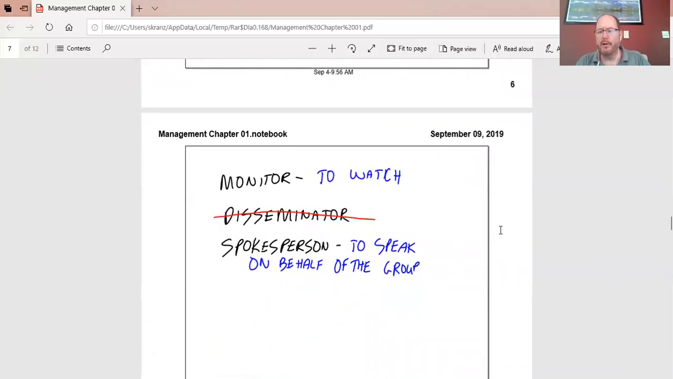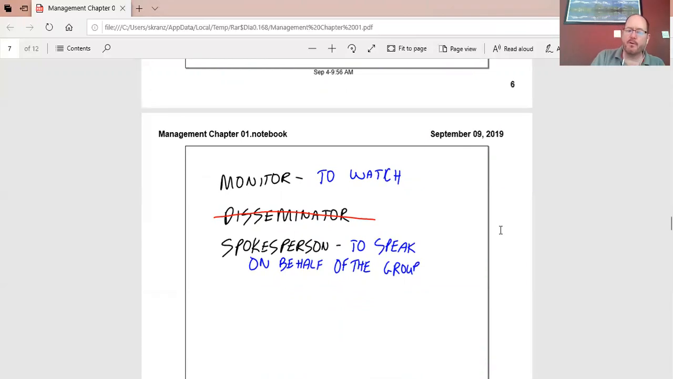Monitor. Monitor means to watch. We've had that, you should know that. Disseminator. As I said in class, this is a word that you could live in America for the rest of your life and never use, and so you can cross it out, let it go.